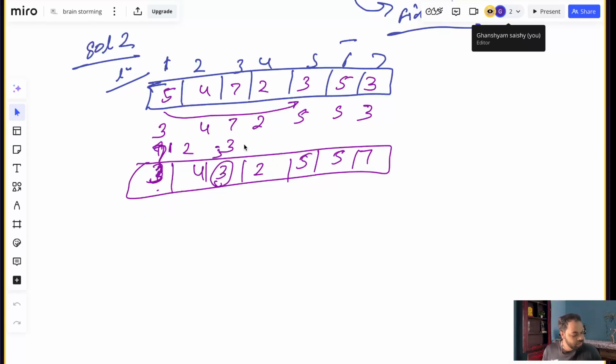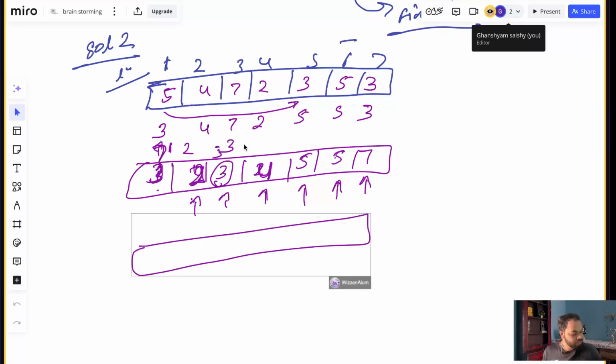And then we reach here, it is not correct. Then 4 goes here, 2 goes here. It is correct, it is correct, it is correct. Then 5 is correct, 6 is not correct, but if you try to move it here, it is the same, so it moves here, then it is correct, and that's that. So our new array becomes 3, 2, 3, 4, 5, 5, 7.